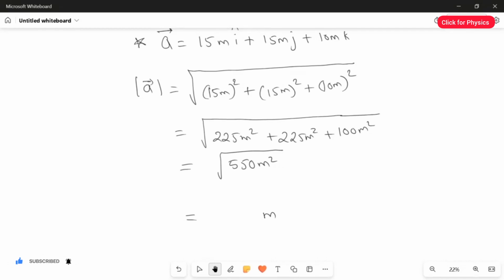I got as 24.45. So we just round this to one decimal place. So I can write this number as 24.5 meter. So this is the magnitude of this vector A.